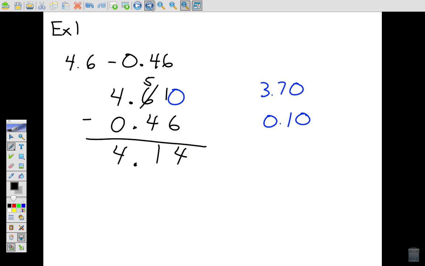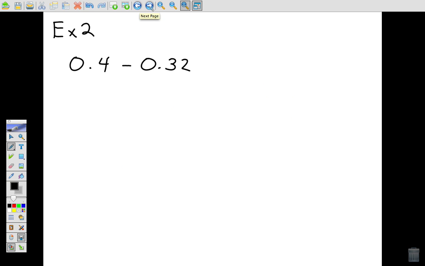All right, example 2. Usually you put the decimal with the most digits on top, but you can't do that here because when you subtract, you can't change the order. So I have to have the 0.4 on the top minus 0.32. Notice I'm lining up my decimals. Now, I can't take 2 away from nothing.